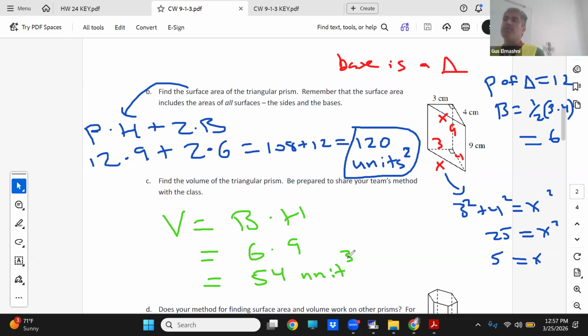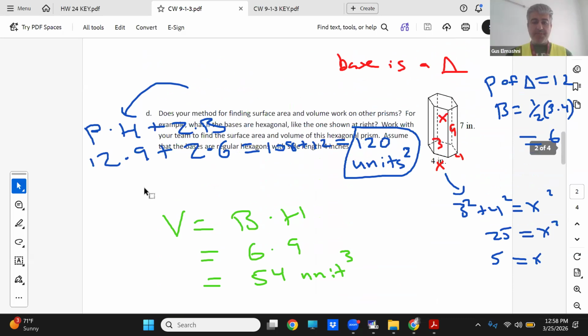Why does it work for rectangular prisms? Because length times width is the area of the base. What's the area of the base here? It's not length times width. It's half of length times width. So in general, you always want to do the area of the base times the height. That's actually universal anyway. Sure, yeah, you could, because it is half of a rectangular prism. That works too.